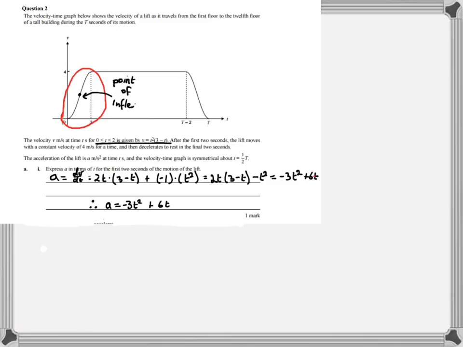Now, I just wanted to bring your attention here to the graph. That point there is an interesting feature of the graph. It's called a point of inflection, and it is a point where the gradient of that slope is the steepest. So let's just highlight that and consider that for a moment. Let's look at the next question.